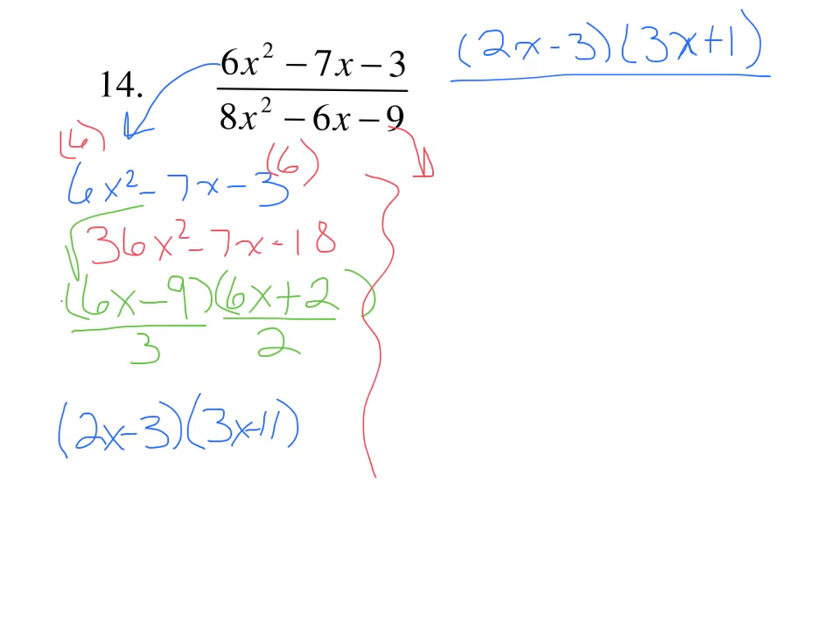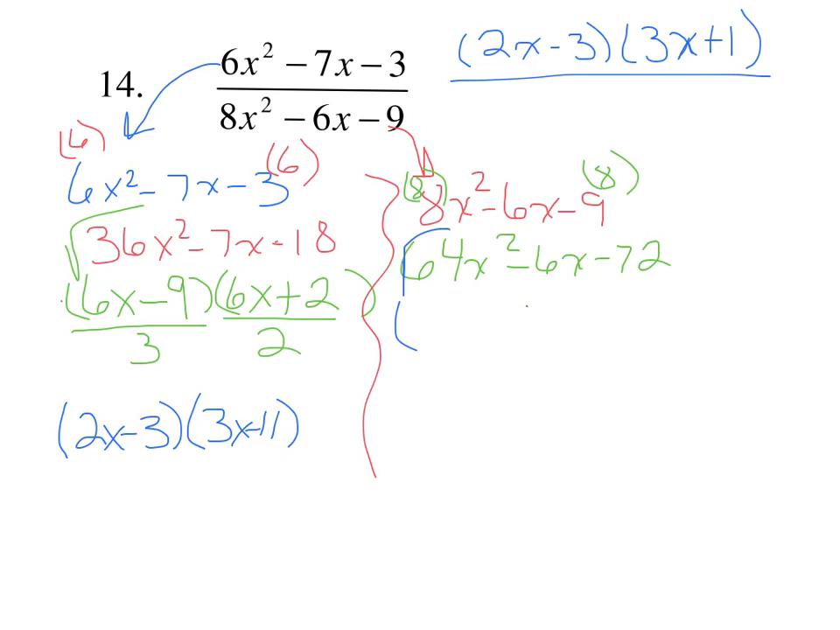8x squared minus 6x minus 9. So we need to multiply the first and the last terms both by 8. So 64x squared minus 6x minus 72. And then square root the first term. The square root of 64x squared is 8x. The signs are going to be negative, positive. So I'm looking for factors of 72 that subtract to make 6.